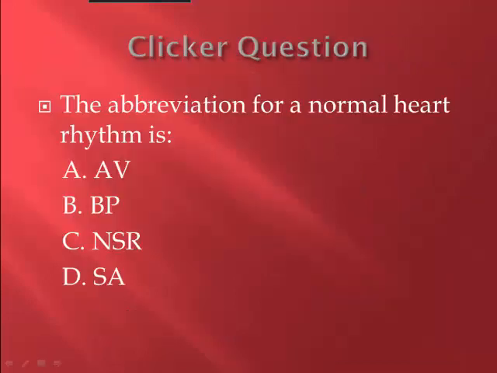So the abbreviation for a normal heart rhythm is, think about that for a moment, AV, BP, NSR, or SA. Correct, it's NSR for normal sinus rhythm or SR for sinus rhythm. AV would be the abbreviation for atrioventricular, BP for blood pressure, and SA for sinoatrial.